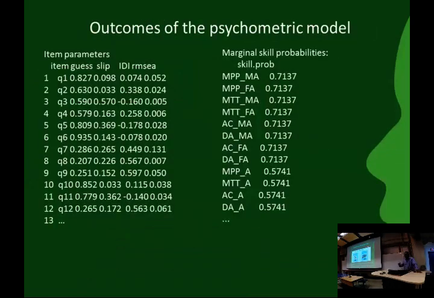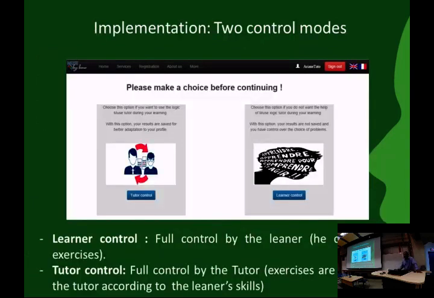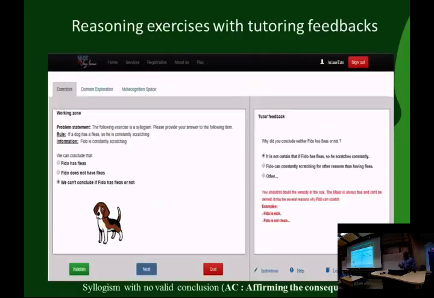So let me show you some screenshots of the implementation of Muse. We provide two learning modes. One is a mode where the learner has control to select his own activities, and the other is a mode where the tutor can control and provide some exercises to the learner depending on his level of skills. This is an example of a problem solving situation. You have the problem statement, rules, and the information is a classic syllogism. The student provides an answer, and the tutor provides feedback.